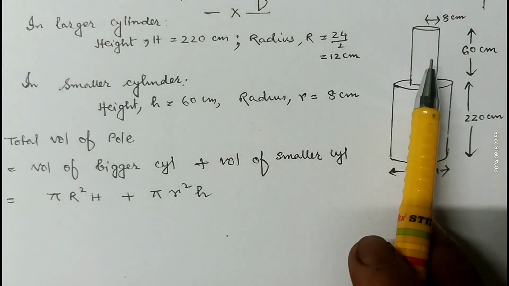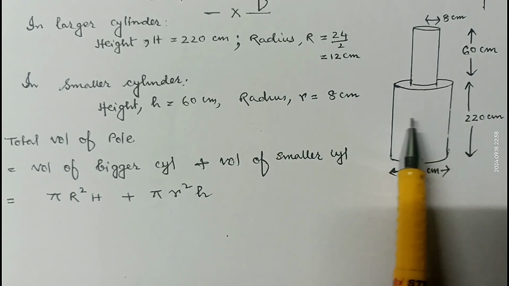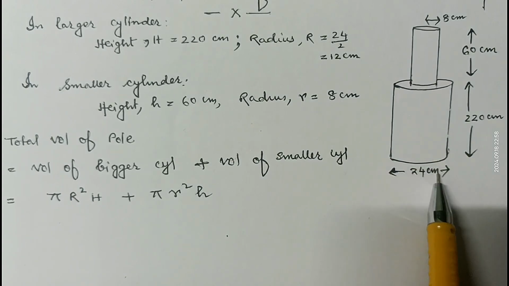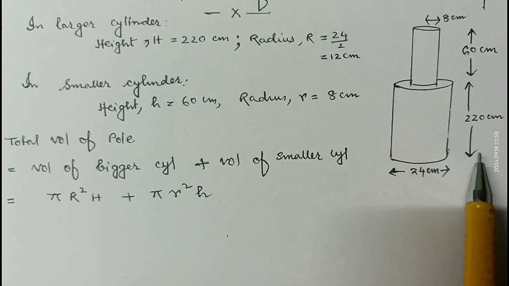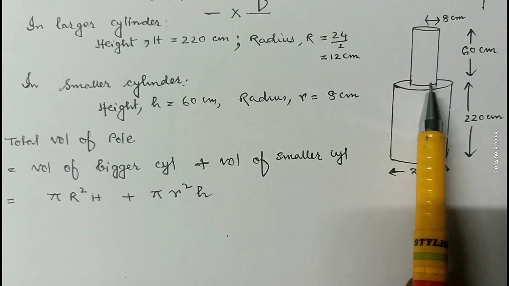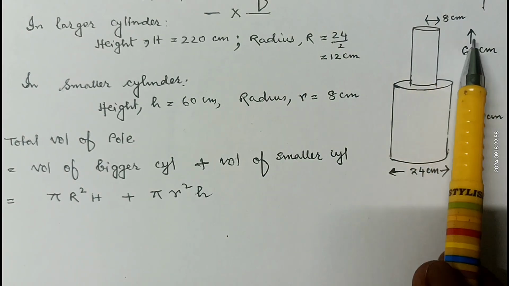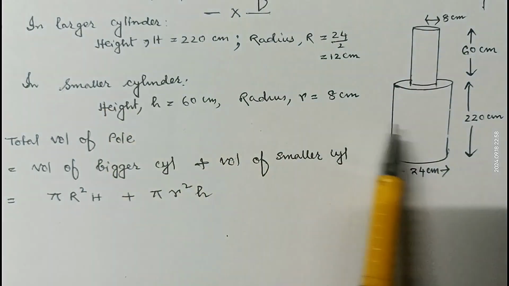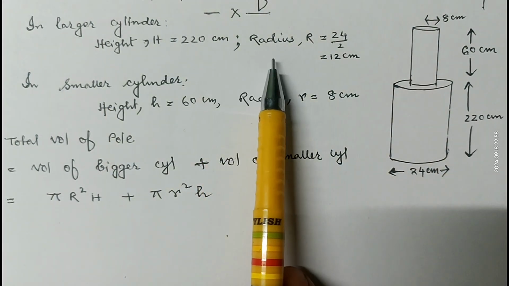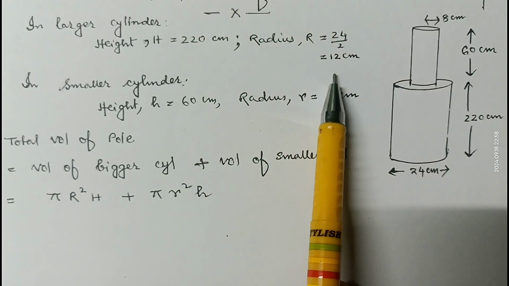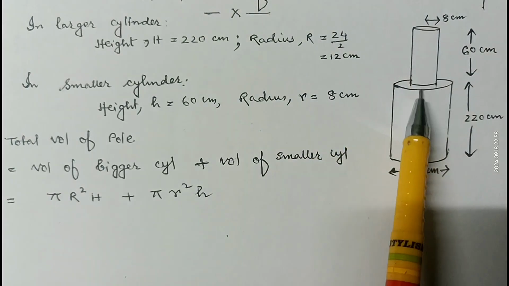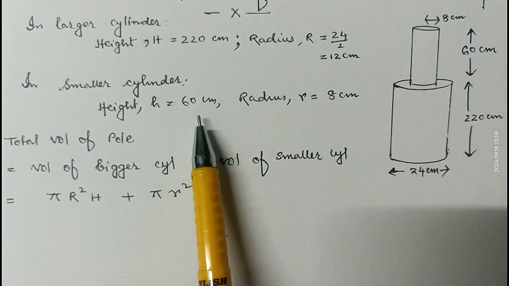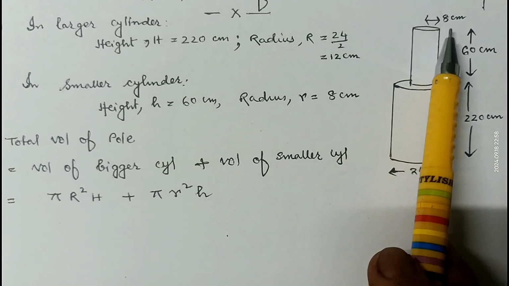Here it is given there are 2 cylinders. In case of the lower cylinder, diameter is 24 cm and height is 220 cm. In case of the upper cylindrical part, radius is 8 cm and height is 60 cm. So in case of the larger cylinder, height is 220 cm and radius is 24 by 2, which will give 12 cm. In case of the smaller cylinder, height is 60 centimeter and radius is 8 centimeter.